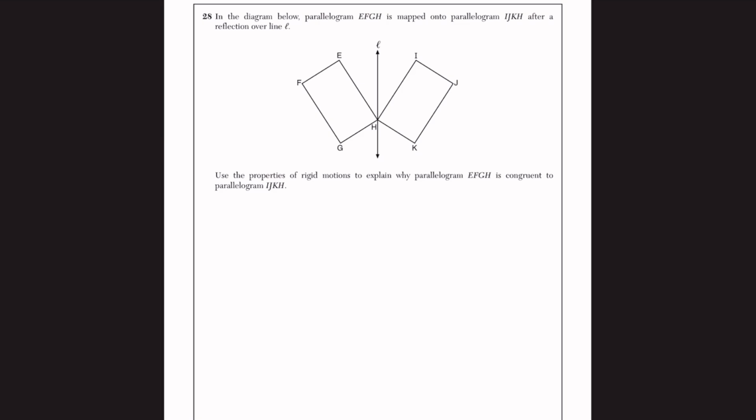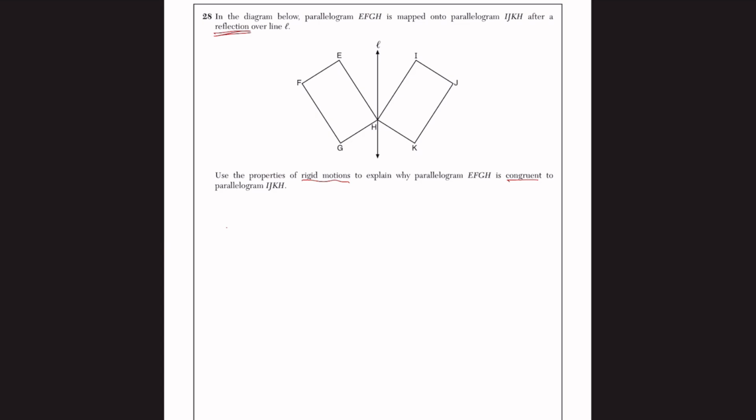Use the properties of rigid motions to explain why parallelogram EFGH is congruent to parallelogram IJKH. So for these type of questions, we need to know what a rigid motion is and what it has to do with congruence. So we know this is a reflection, so we have to include that in our answer.